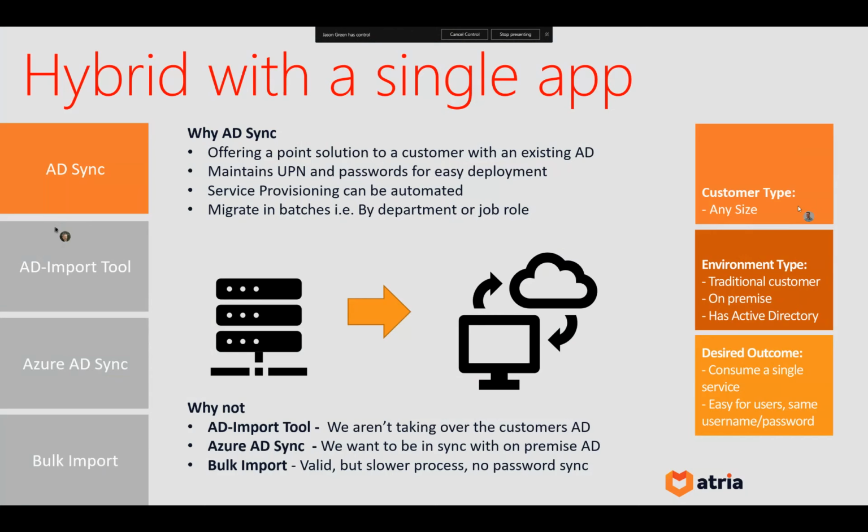It allows users to maintain the same UPN from both directories and keep passwords in sync, keeping things easy for your users. Using this method allows the customer to also be in control. They can easily use group membership to provision their users, and they can do this one at a time or in larger batches.